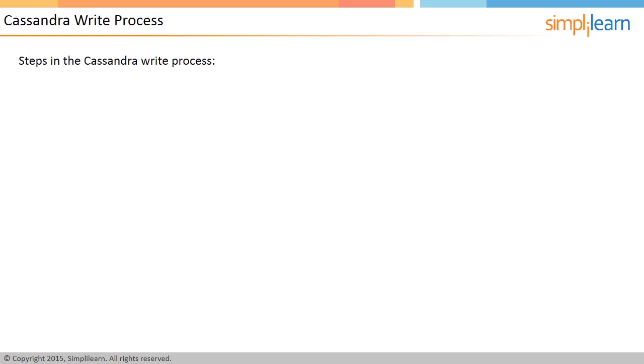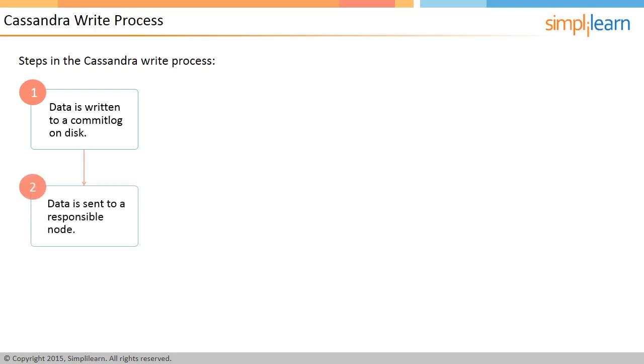The Cassandra write process ensures fast writes. First, data is written to a commit log on disk. Then, the data is sent to a responsible node based on the hash value. Nodes write data to an in-memory table called memtable.